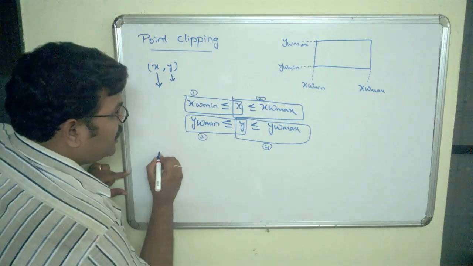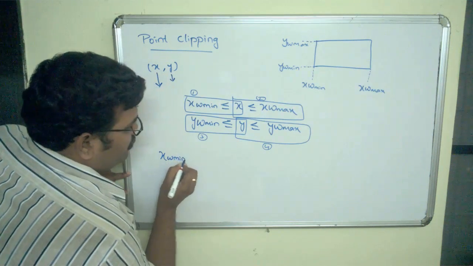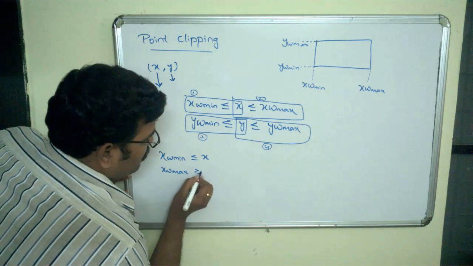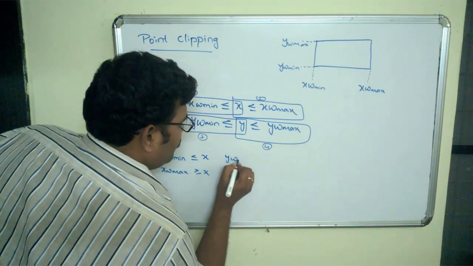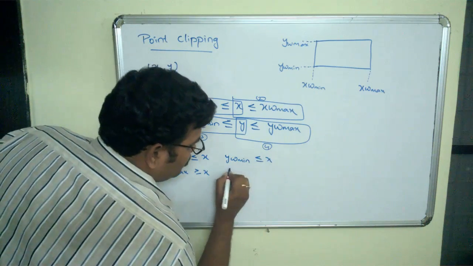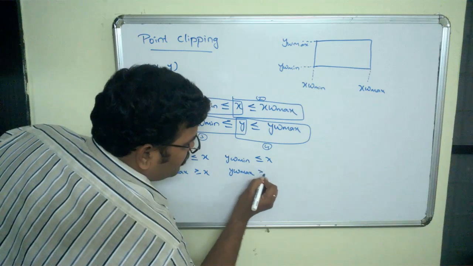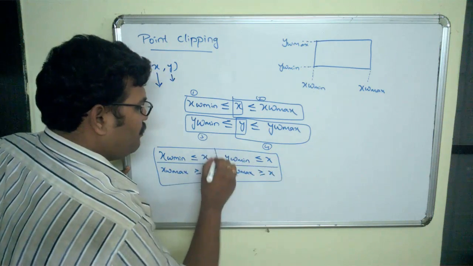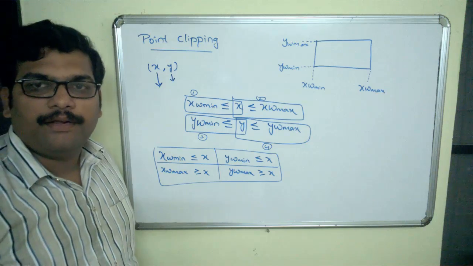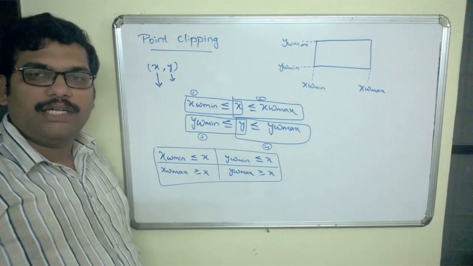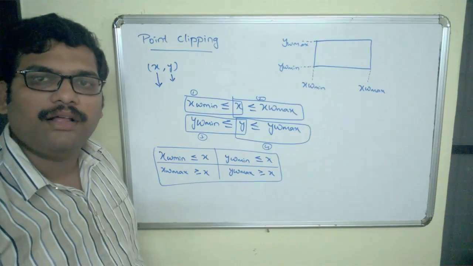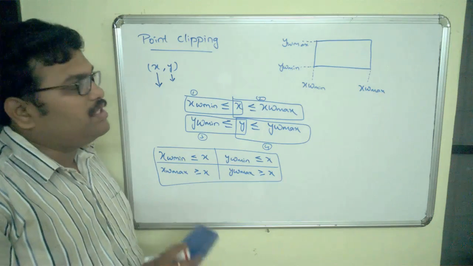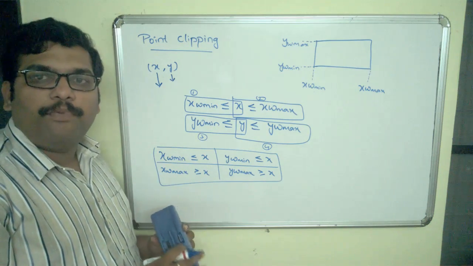So the 4 conditions: XW minimum less than or equal to x, XW maximum greater than or equal to x, YW minimum less than or equal to y, YW maximum greater than or equal to y. So these are the 4 conditions to be satisfied for every point. Whatever points satisfy these conditions should be considered, and the points which are outside these boundaries should be discarded. So this is a simple topic, that is point clipping.